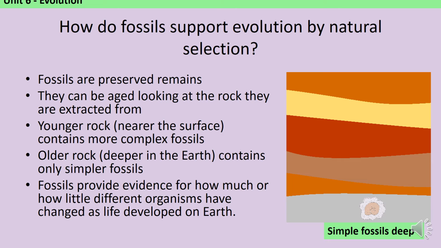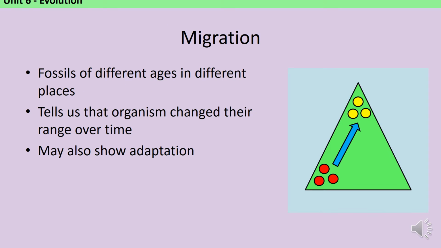And these can help scientists to understand how organisms have changed as life developed on Earth, and that can act as evidence for evolution by natural selection. Another way that fossils can be useful is in showing us long-term migration patterns. So I'm not talking about a seasonal flying south for the winter, I'm talking about where an organism has changed its range over time, maybe in response to climate change or habitat destruction or something like that.